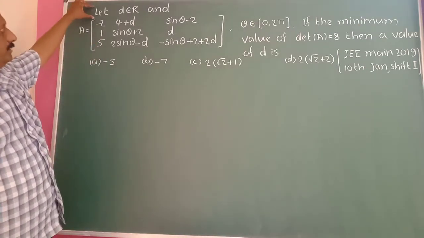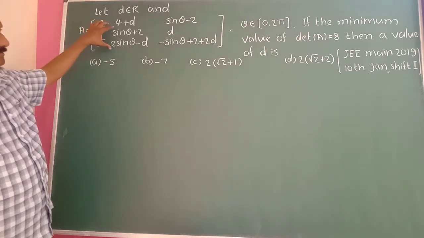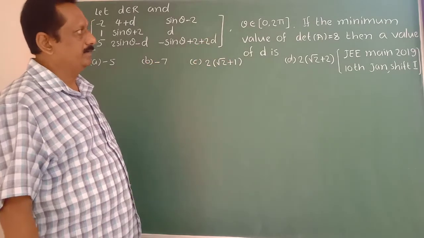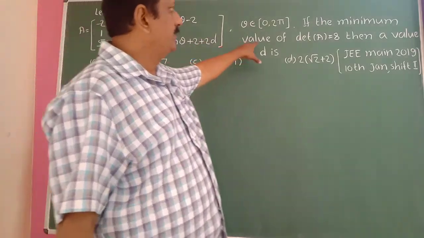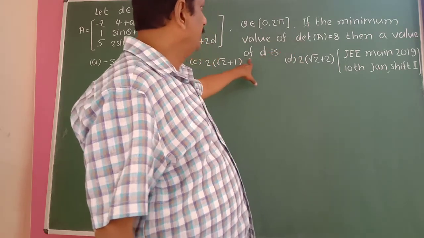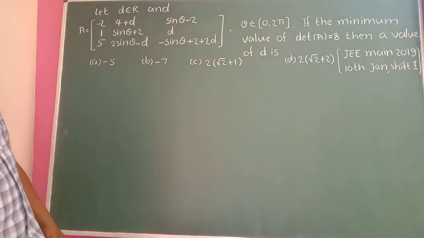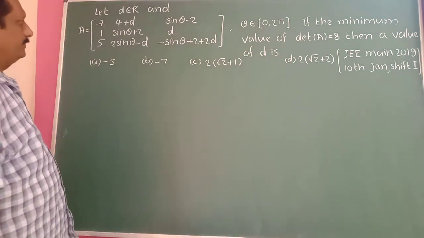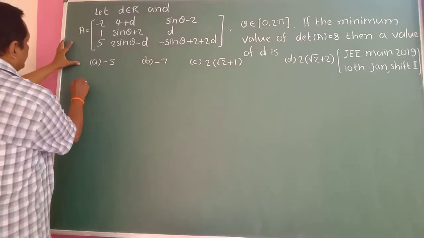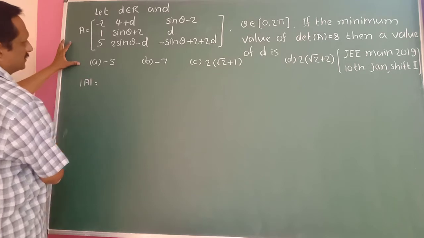Let d belongs to R and A is a given matrix here, and theta belongs to the closed interval 0 to pi. If the minimum value of determinant of A is 8, as already given here, then what is the value of d? Value of d is equal to, okay. Then in this case find the determinant of A.